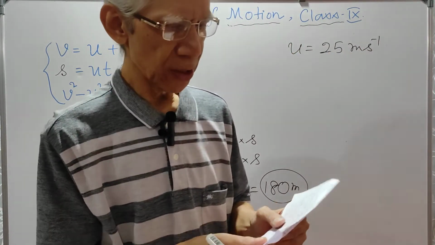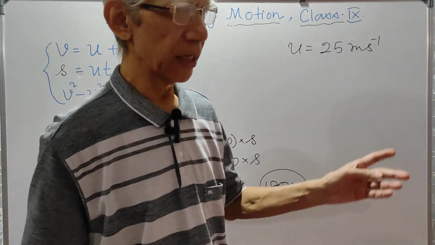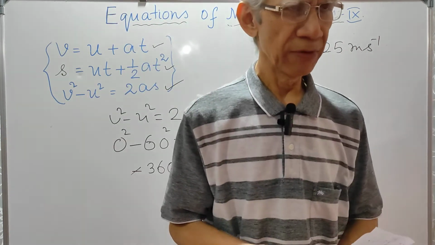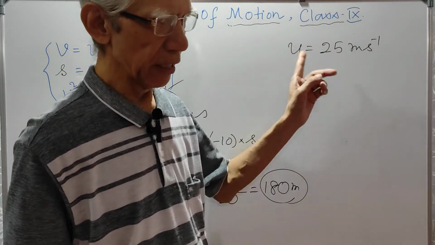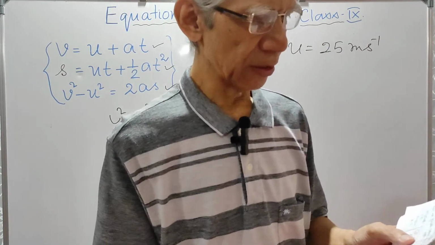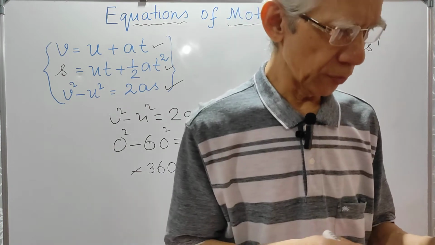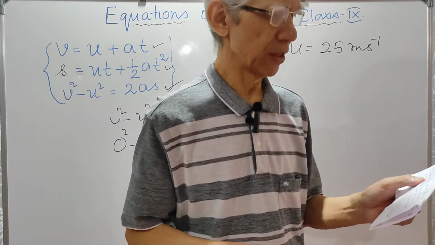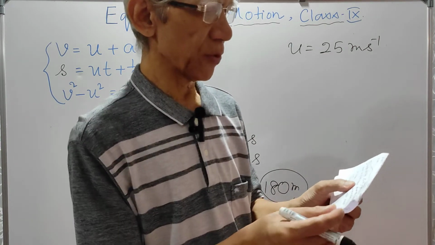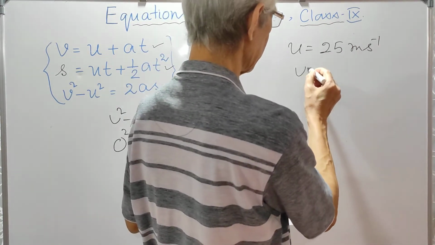Due to constant opposing force, yes, again brakes, opposing force. Therefore, acceleration will be negative. In this sum also, acceleration is going to be negative. Due to application of constant opposite force, it slows down. It slows down, that means negative acceleration. And finally stops. Therefore, v equal to 0.